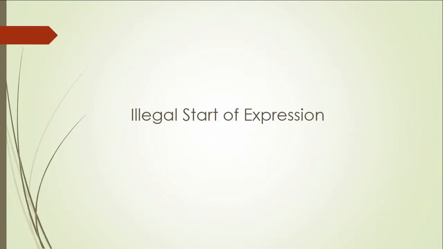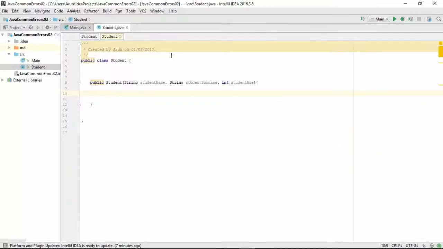Let's look at illegal start of expression error first. Let's take a look at how someone may come across these errors. Here we have a student class and a constructor for it with a name, surname, and age as parameters. One of the places where one might encounter illegal start of expression error is while declaring the variables.